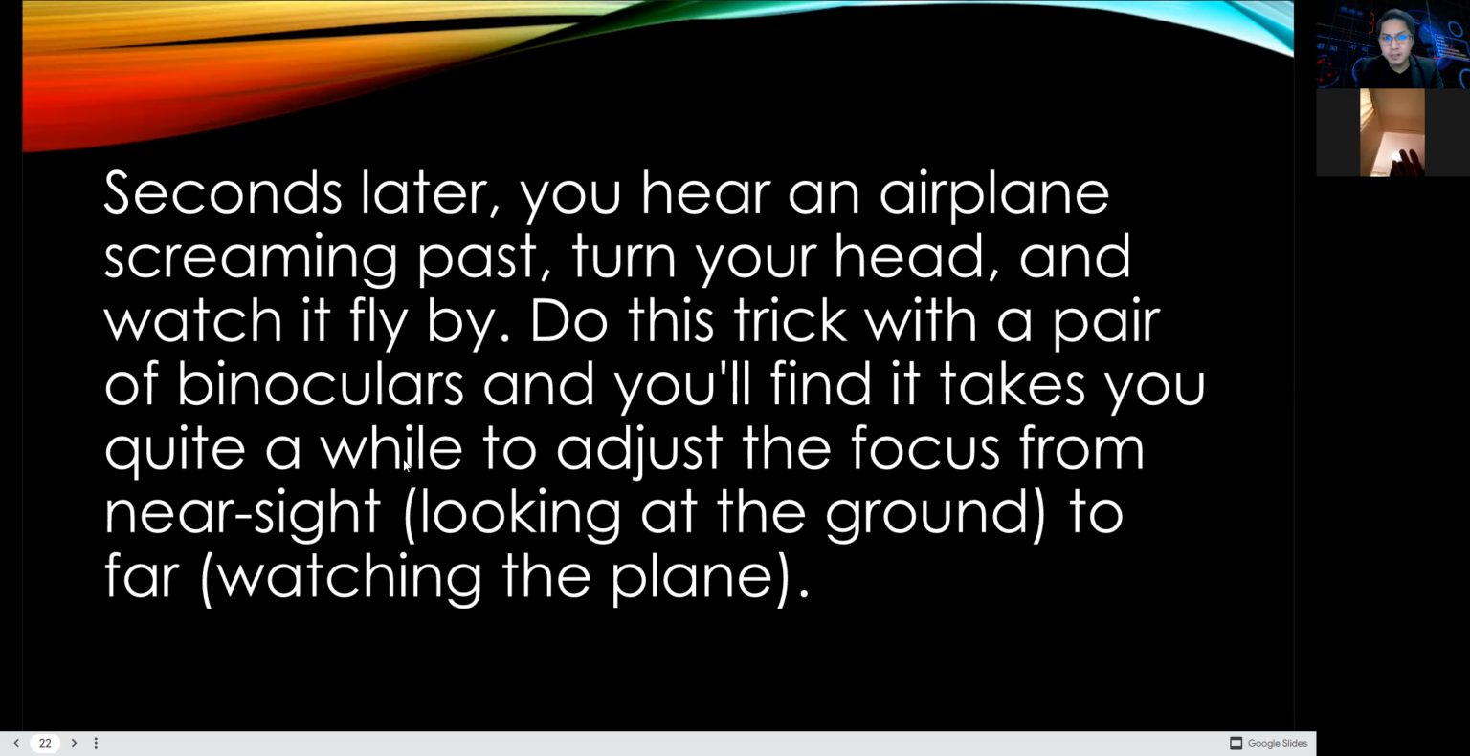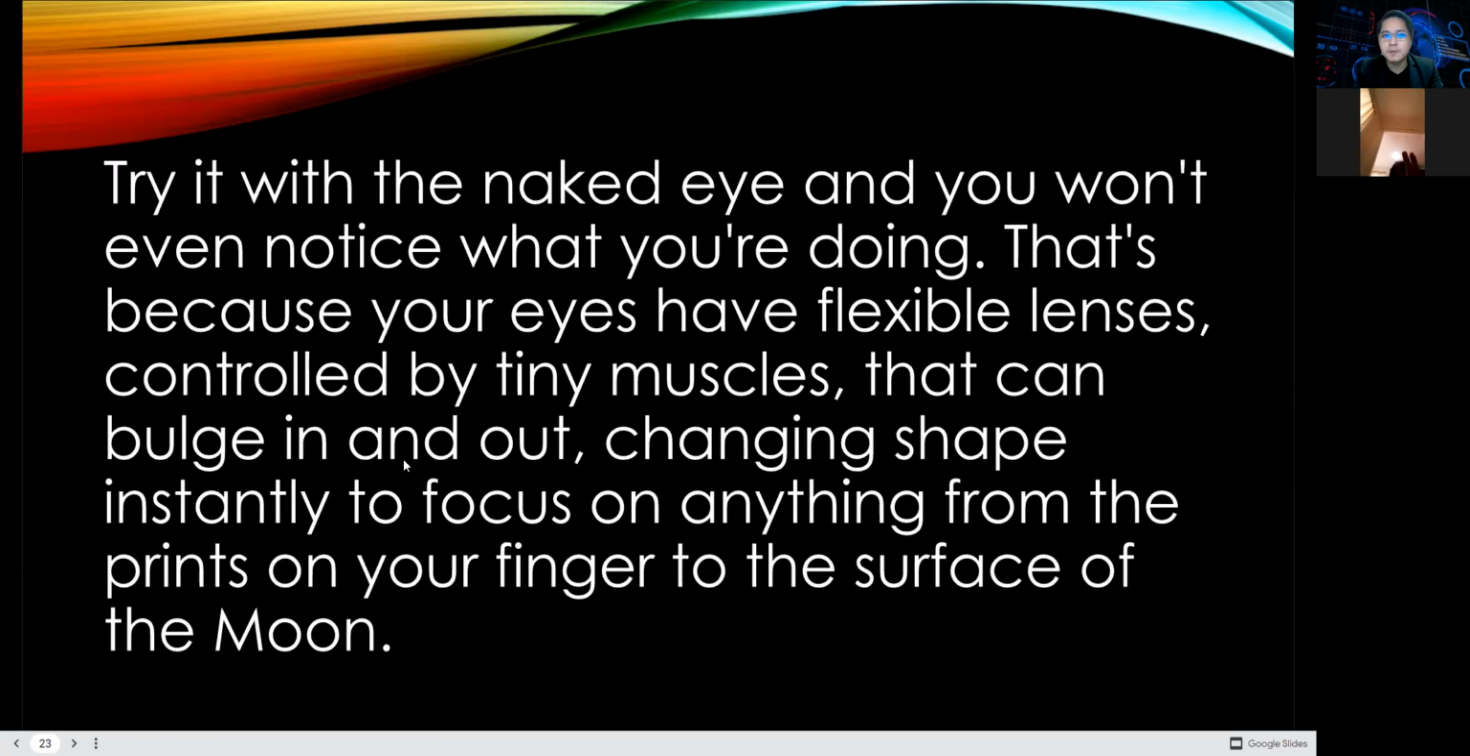So that's how great our eyes, our lenses are. You won't even notice what you're doing. You don't even notice that you are focusing on something. That's how great our natural lens is. That's because your eyes have flexible lenses controlled by tiny muscles that can bulge in and out, changing shape instantly to focus on anything from the prints on your finger to the surface of the moon.